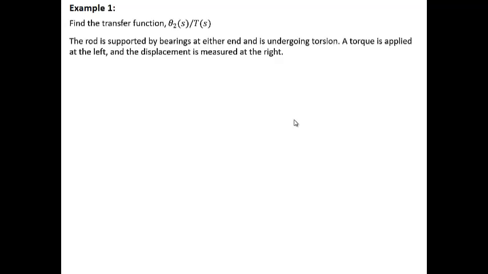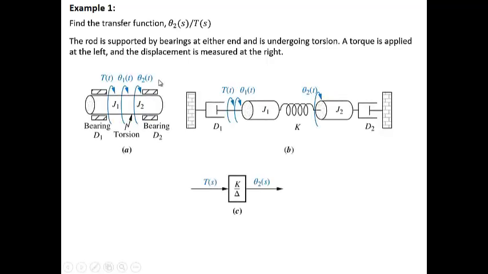So the question is to find the transfer function theta 2 over Ts. The condition is the rod is supported by a bearing at either end, and it's undergoing torsion. The torque is applied at the left, and the displacement is measured at the right. So you have your torque on the left and the displacement measured on the right.